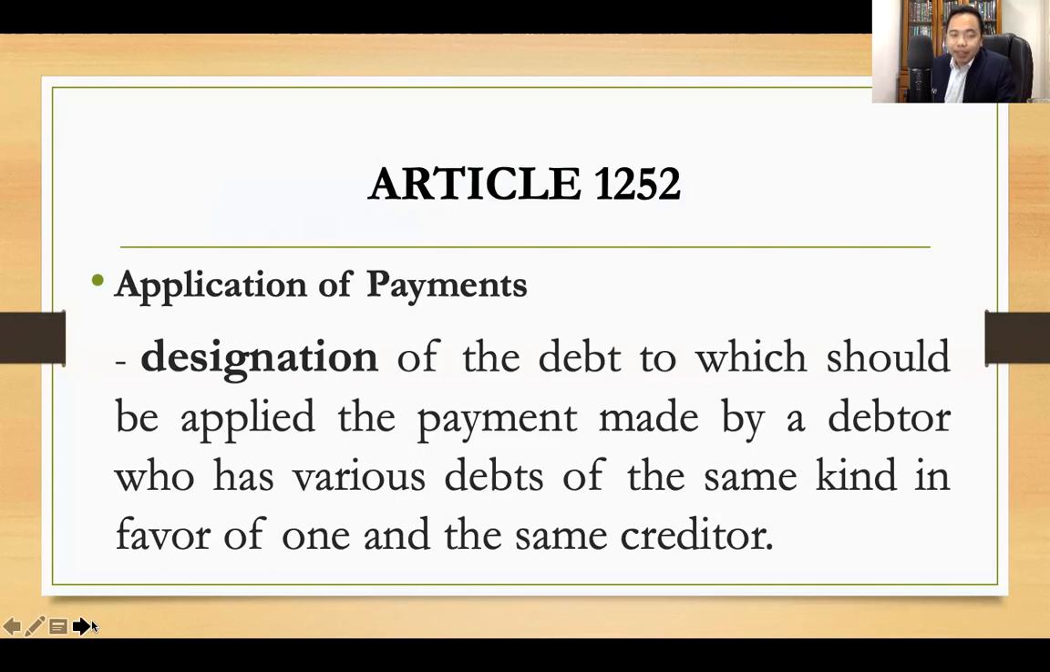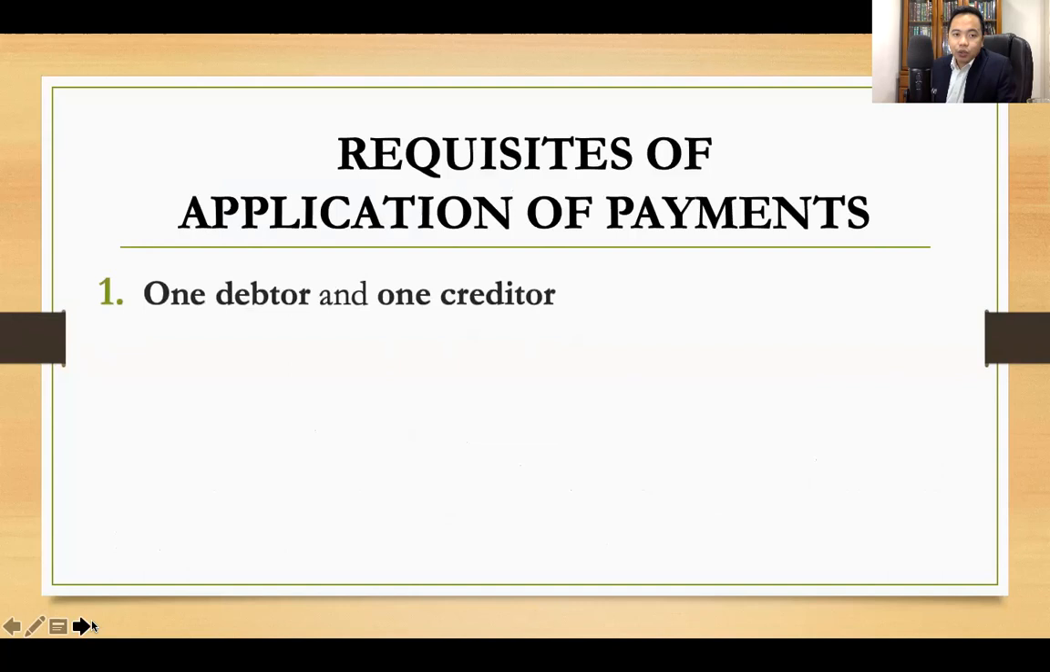Now you will see in the definition under Article 1252 that application of payments applies when there are various debts of the same kind in favor of one and the same creditor. So let us go to the requisites of application of payments. Number one, there must only be one debtor and one creditor. So 1:1. Number two, there are two or more debts.